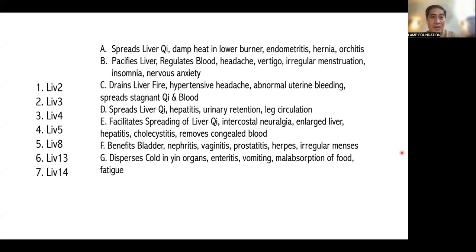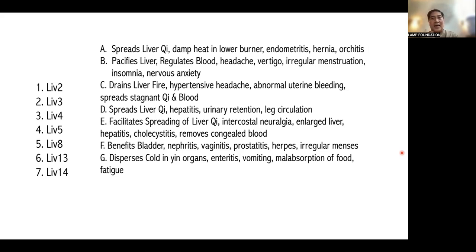Okay, let's go to liver 5, number 4. My answer, Doc, for number 4, liver 5 is letter A. Spreads liver chi, dump heat in the lower burner, endometritis, hernia, and orchitis. Orchitis. So you have to be very familiar with medical terms. I hope you don't mind. Okay, Doc. I would like all of you to already be very familiar with medical terms. And you can Google the pronunciation. There's so many materials on the net.